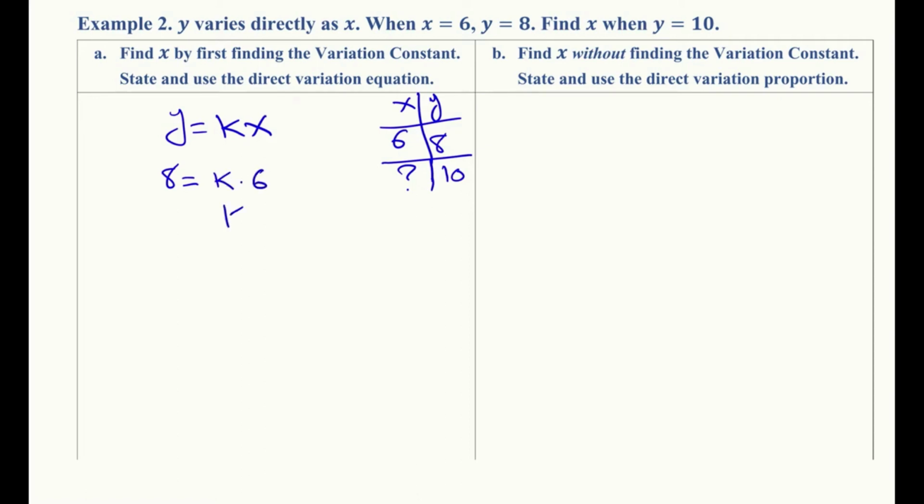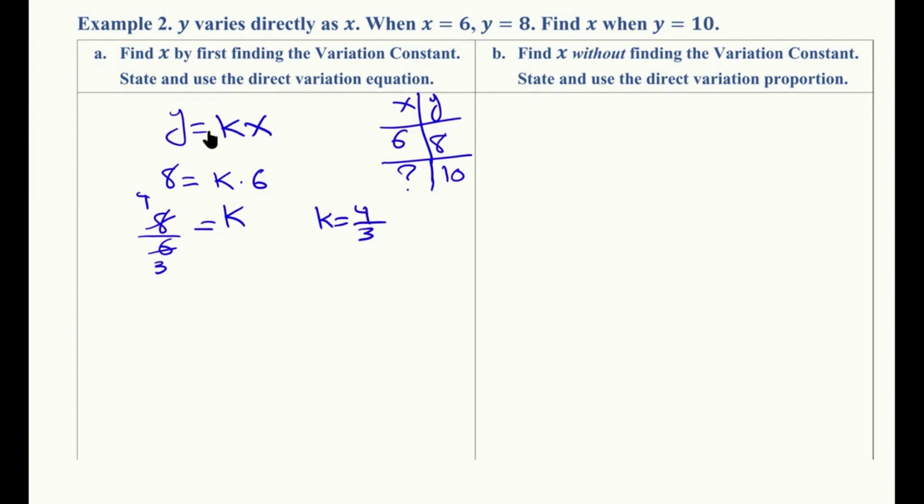Now I just solve this for k. So I get k equals 8 over 6. Of course, 2 goes into 8 4 times, into 6 3 times. So we have k equals 4/3, right?